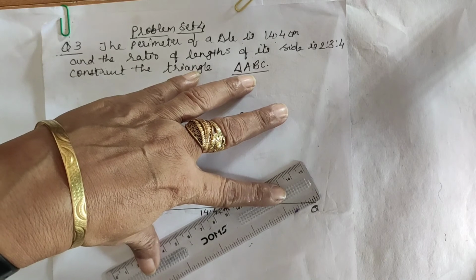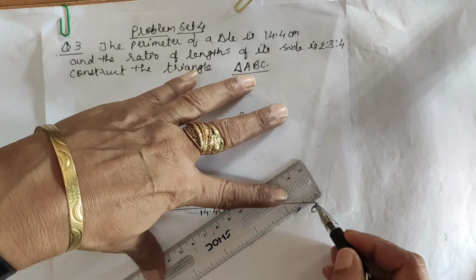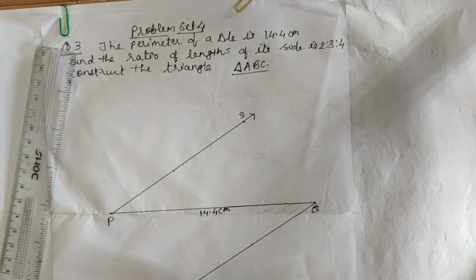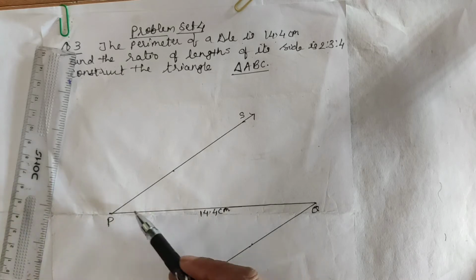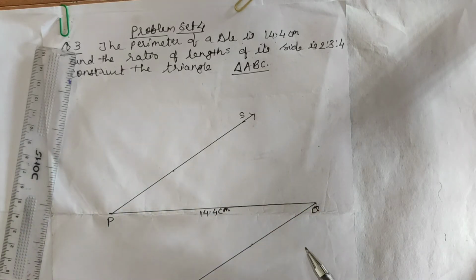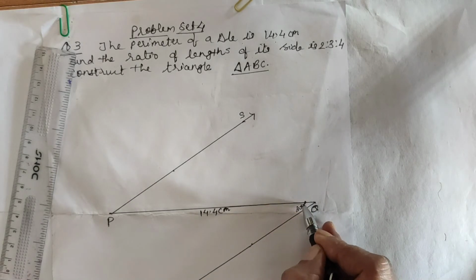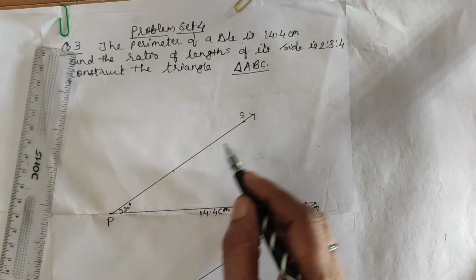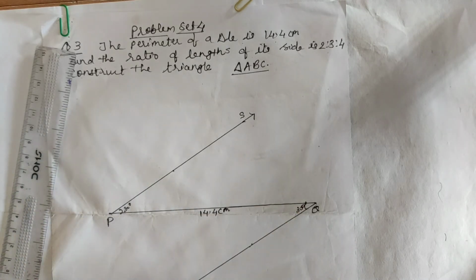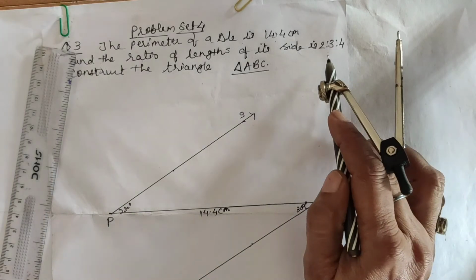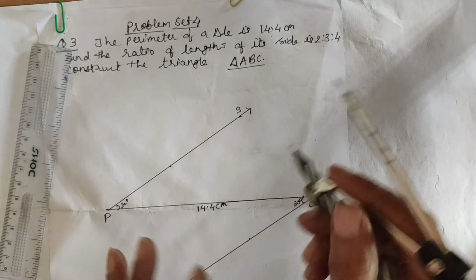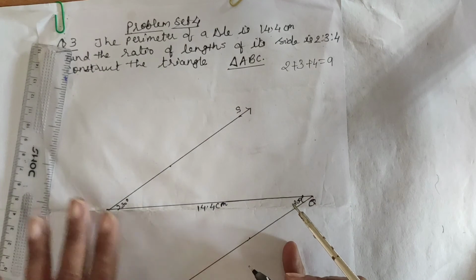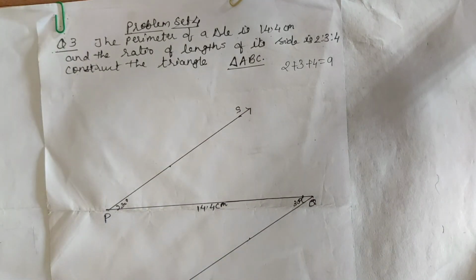Give the name as T. We have drawn ray QT on the opposite side of ray PS making an angle of 30 degree. Here also you have to take the same angle as we have taken here, 30 degree. Now on ray PS you have to take 9 equal parts, as here the ratio given is 2:3:4. So 2 plus 3 plus 4 is equal to how many parts? 9 parts. So you have to take 9 equal parts.